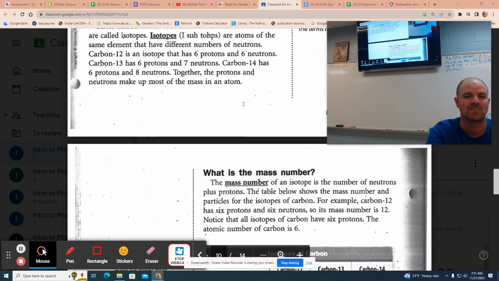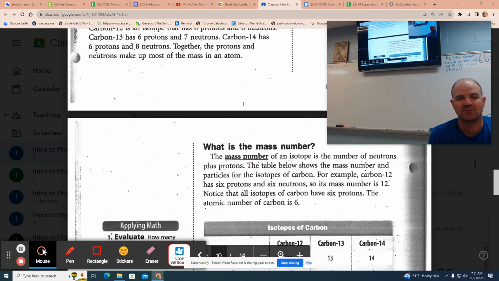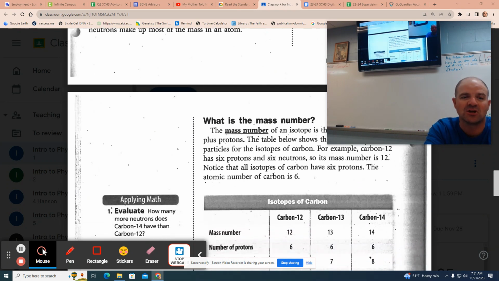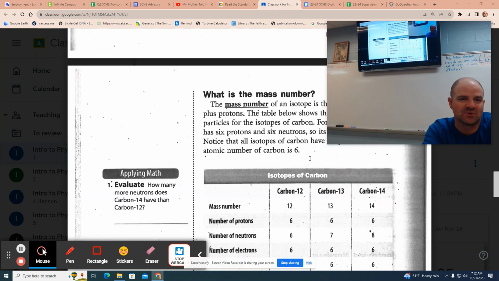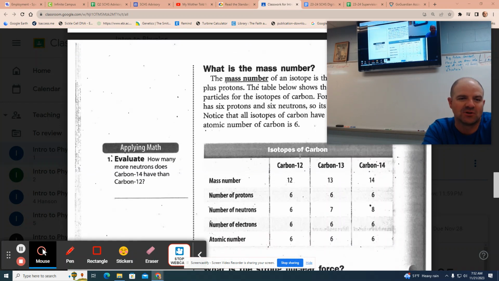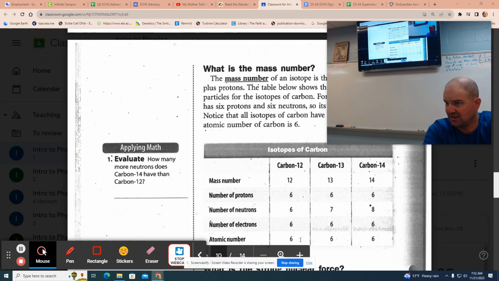Okay? What is the mass number? The atomic mass or mass number of an isotope is the number of neutrons plus the number of protons. The table below shows the mass number and particles for the isotopes of carbon. For example, carbon 12 has 6 protons and 6 neutrons. Here's carbon 12: mass number 12, 6 protons, 6 neutrons, 6 electrons, atomic number 6. And then you can see the difference for yourself here.